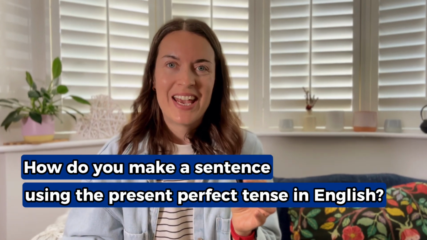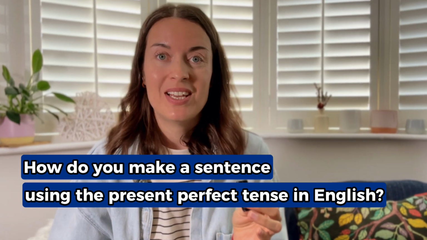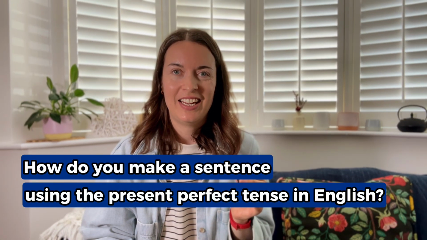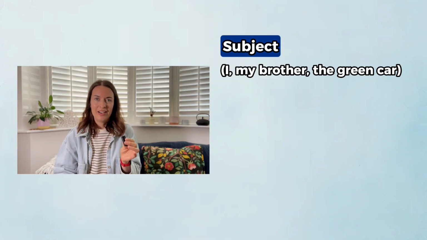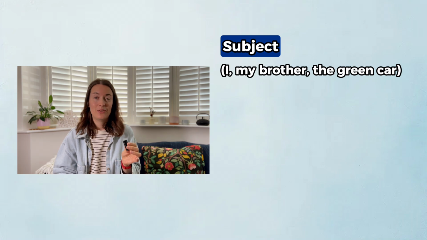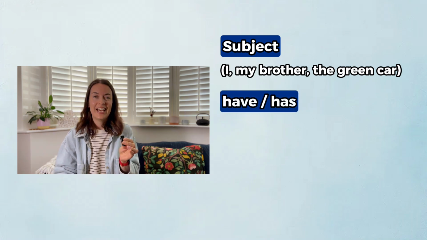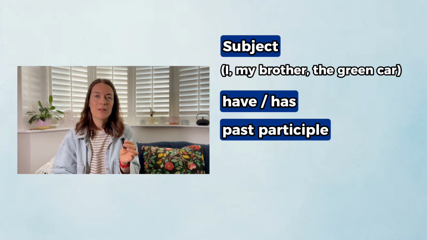So how do you make a sentence using the present perfect tense in English? You need a subject, for example, I, my brother, the green car. You need have or has, and you need a past participle. Don't worry, I'm going to explain this in a minute.